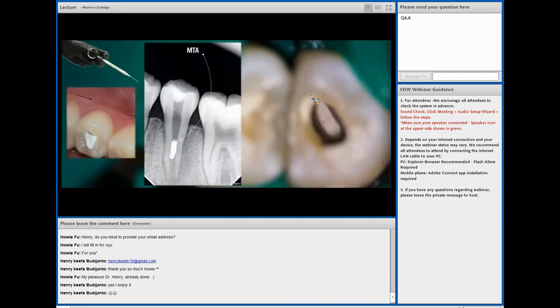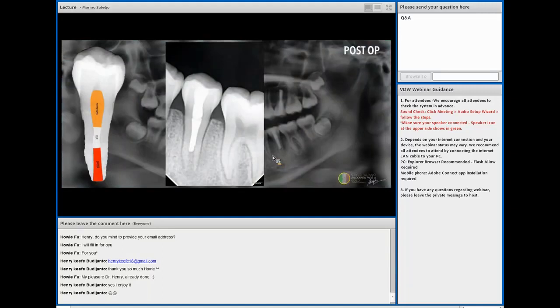So once it's like that, it depends on your MTA. If your MTA is a fast setting, about 15 minutes, you can wait, and then you can continue to fill and obturate with the gutta percha. But usually the open apex cases happen in young dentitions, so usually the patient is a teenager or younger. So usually I prefer to just put in my temporary filling, and I will see him or her in the next visit, just to make sure and just to continue my process of obturation.